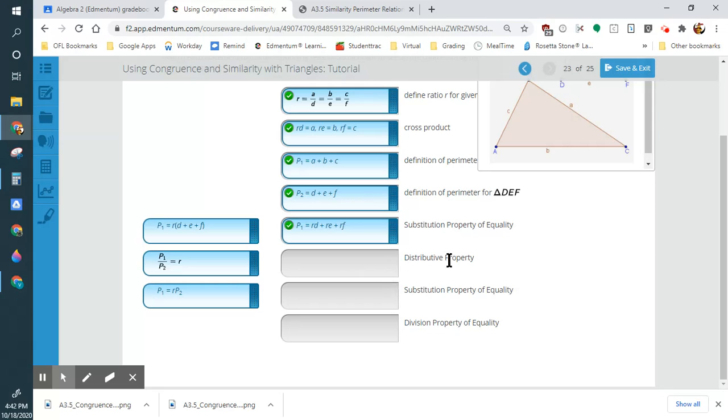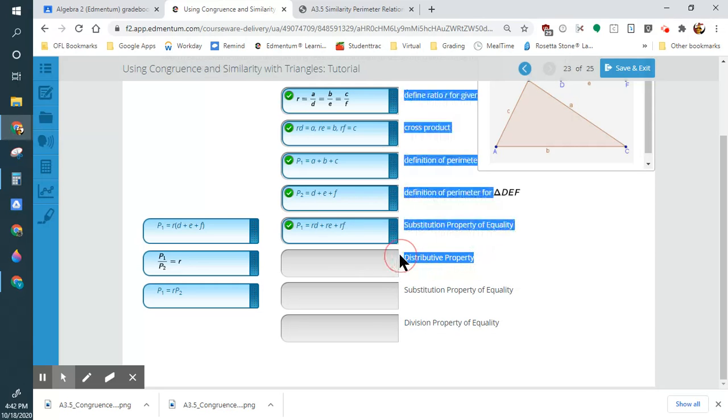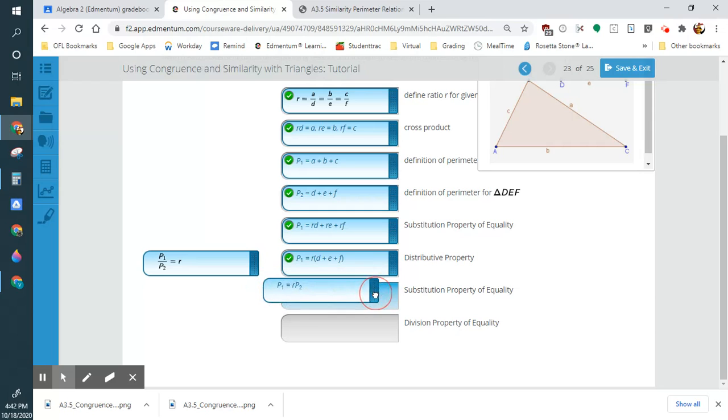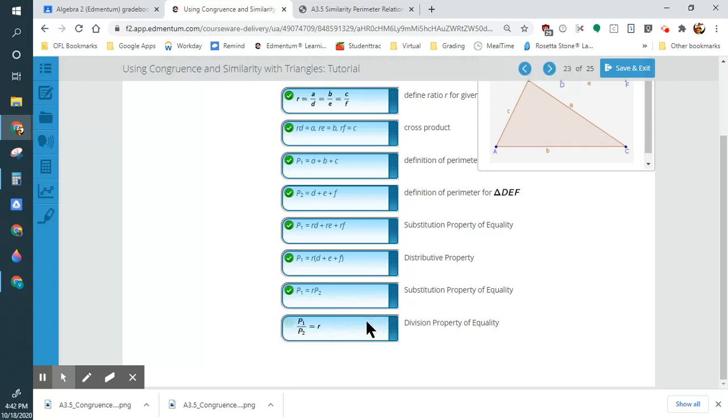And then they're going to do backwards distributive property. It says distributive property, but this is technically supposed to be the word factoring. You guys might have learned that in your Algebra 1 class. You'll definitely do it in your Algebra 2 class. And now we're going to factor this. So what is this? Well, this is P2. So we're going to say R times P2. Therefore, the ratio between these perimeters is that.